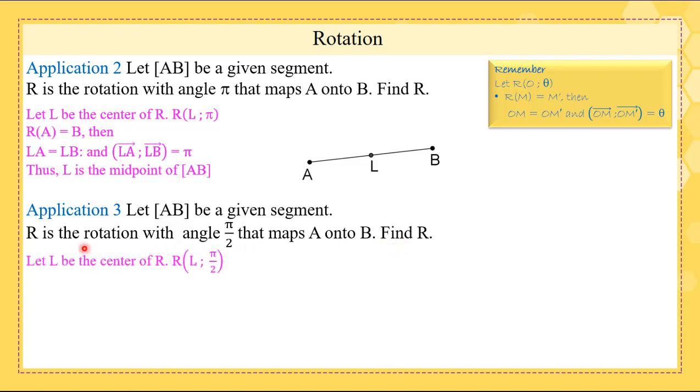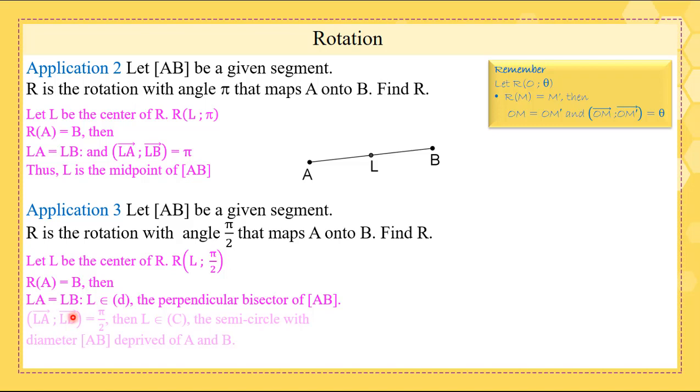Now let L be the center of the rotation R. Since R of A is equal to B, according to this remark, we have that LA is equal to LB. Then L belongs to D, which is the perpendicular bisector of the segment AB. On the other hand, the angle between LA vector and LB vector is equal to pi over 2. Then L belongs to C, which is the semicircle with diameter AB derived from A and B. Then L is the point of intersection between D and semicircle C.